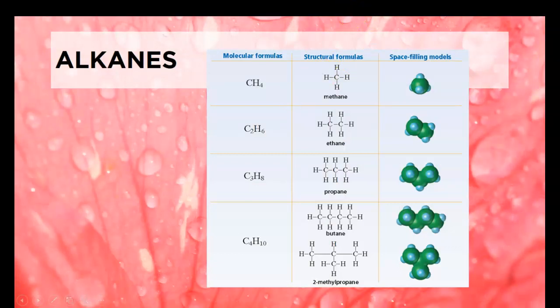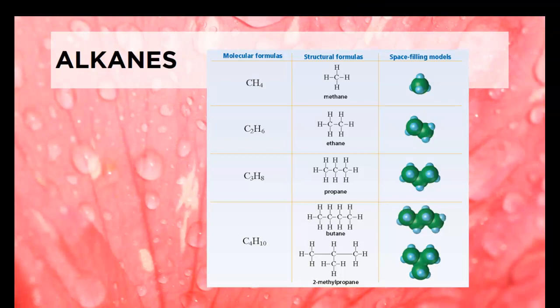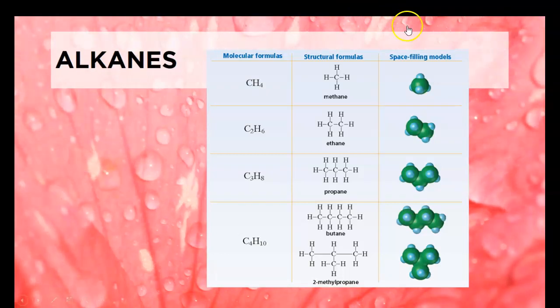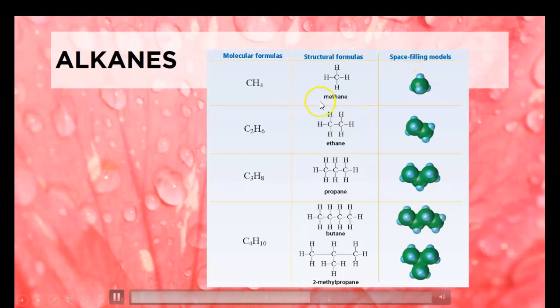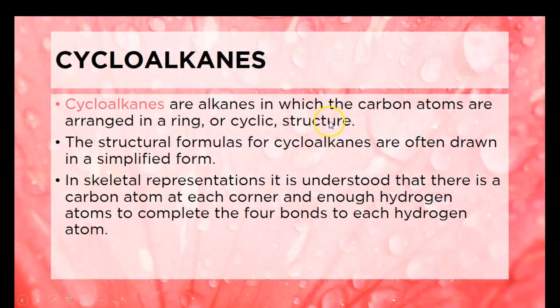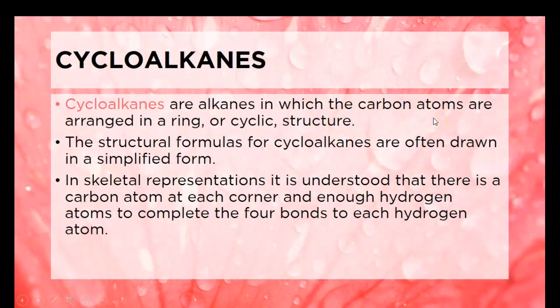And there they are for you: the homologous series of methane, ethane, propane, and butane. You have to definitely remember those 4, and then we go further into pentane, hexane, heptane, octane, all the way up to nonane and decane for 10.